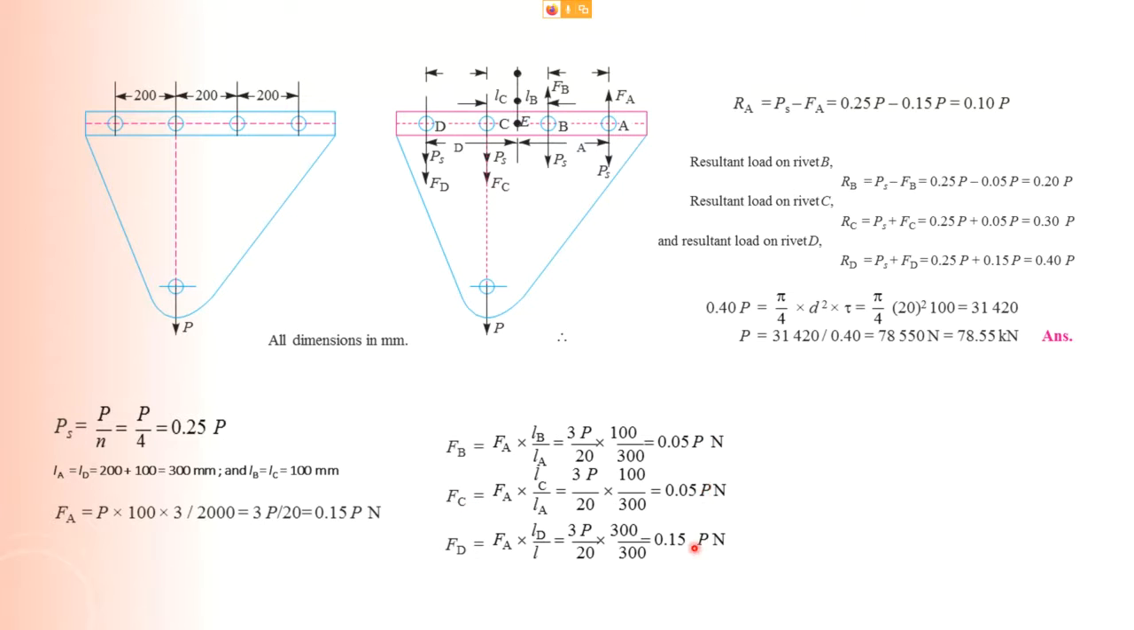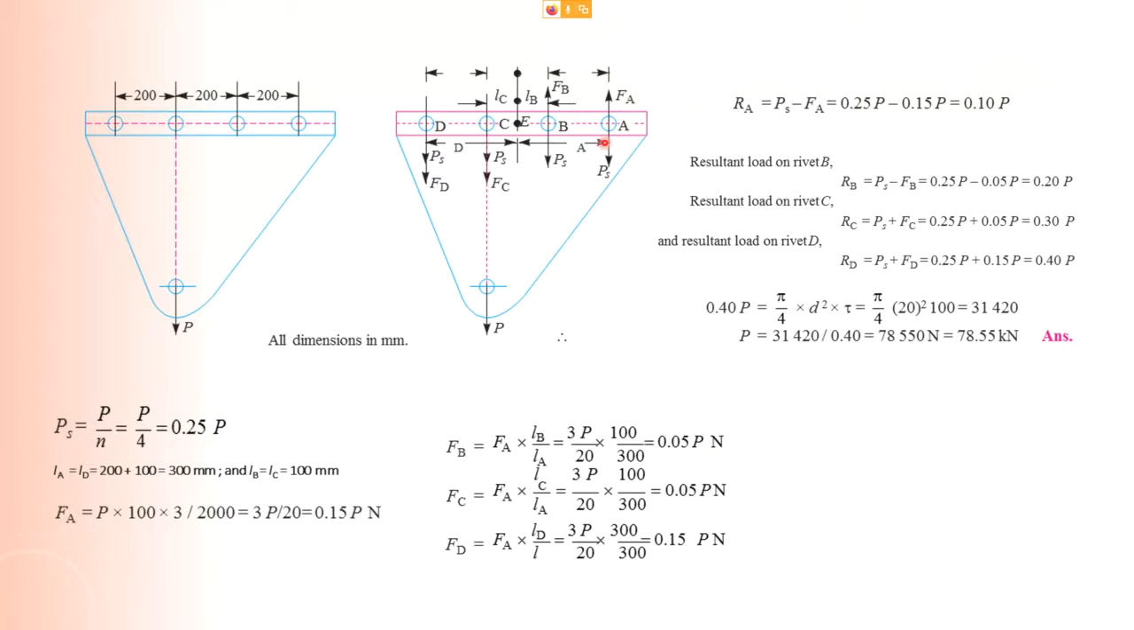All will give you something in terms of P. Then you find your resultant. Now, your resultant should be in this form. So let's say you look at resultant A. Now, FA acting up, PS is acting down. So let's say PS is 0.25 P. FA is 0.15 P. So PS is greater than this. So you take PS minus FA, and you get a resultant A.